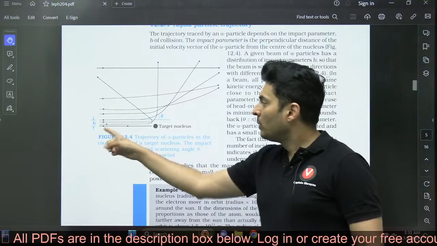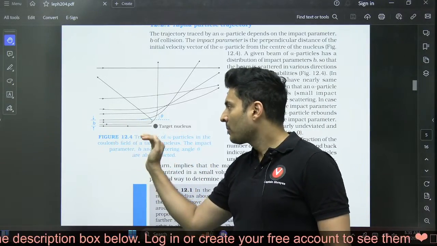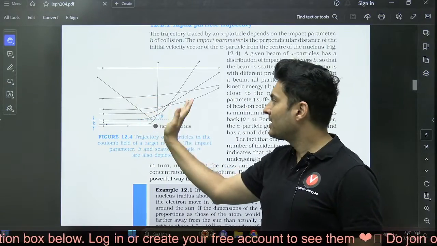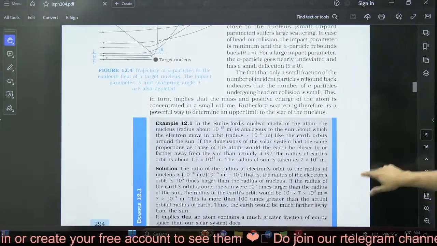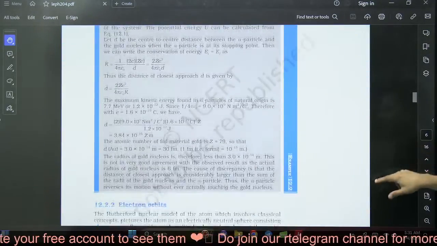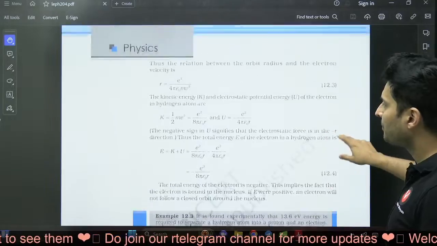So how particles close to the nucleus get completely rebounded, and as you go away you will see the scattering angle reduces, so the closest distance of approach also will change right over here. Electron orbits, okay, this is fine.